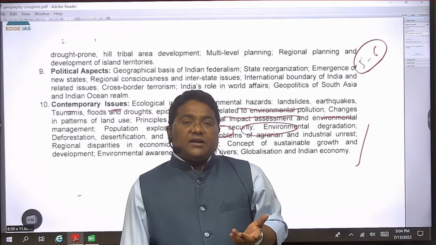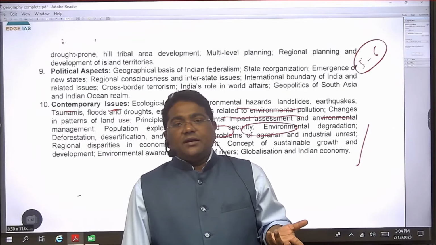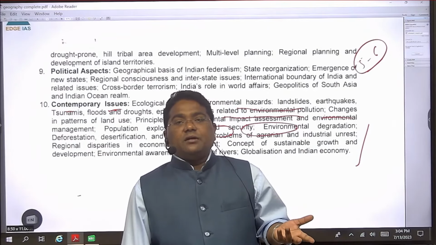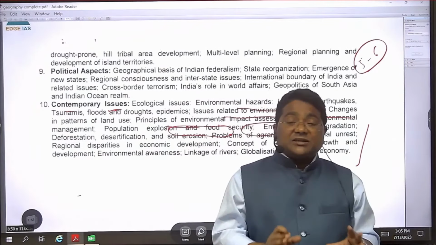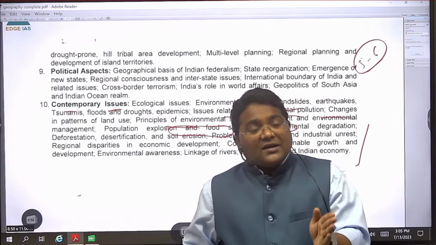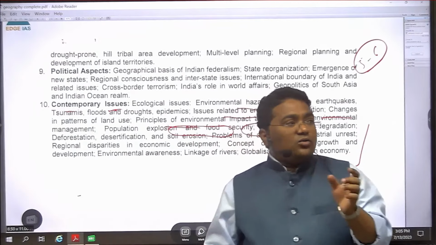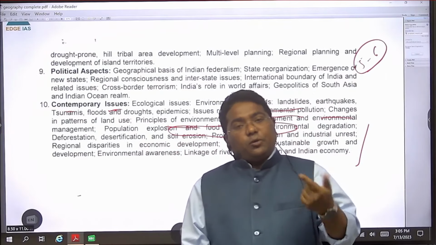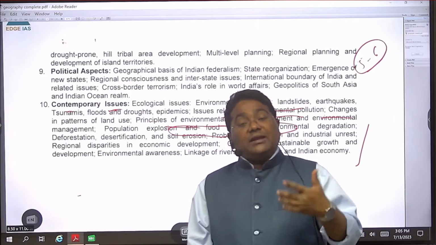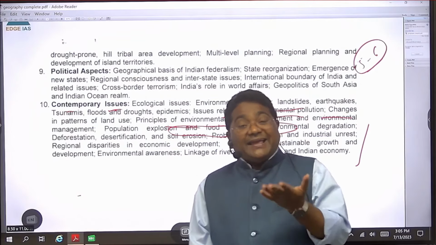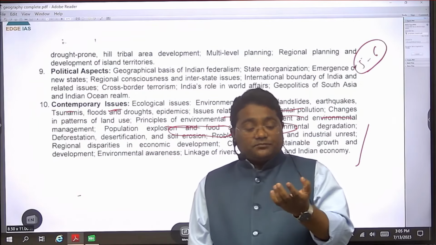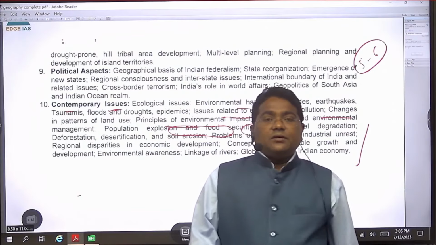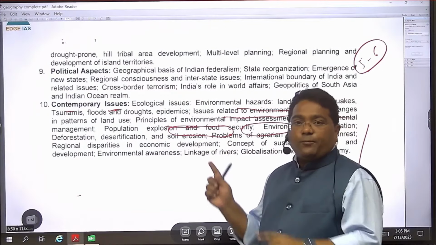And SAARC countries, BIMSTEC, है ना, Shanghai Cooperation, and different organizations are present. How those organizations are interlinking with the Indian context, you have to write politically, socially, economically, culturally, and what are the irritants, what are the issues in that. Okay, try to add these kind of points.